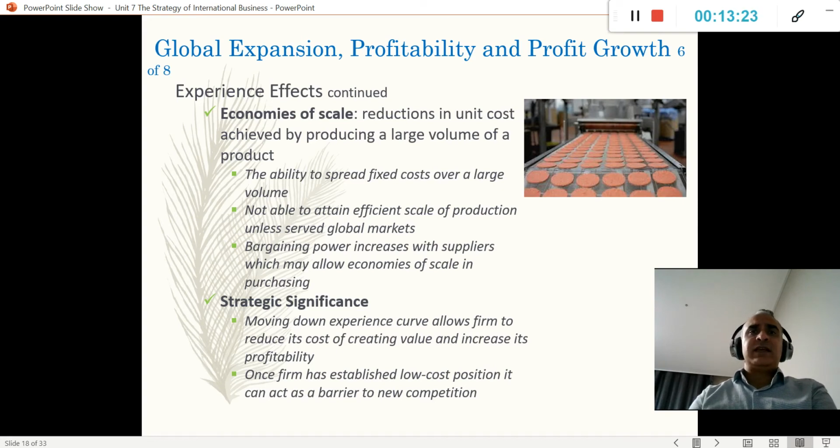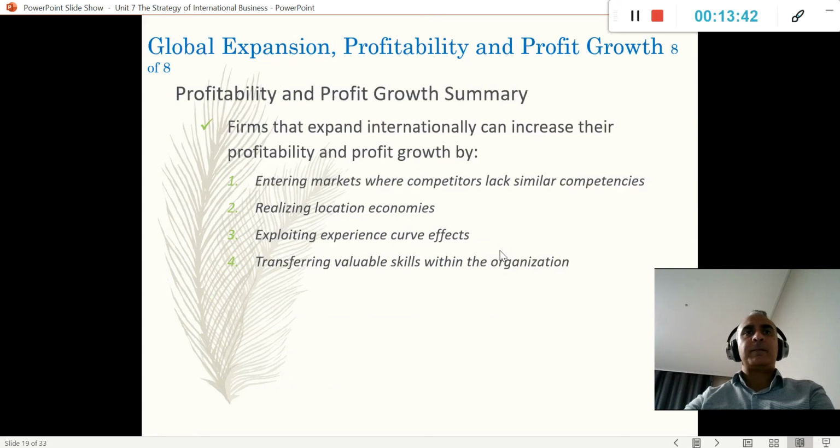So in this case, we're talking about the strategic significance, which is that everything starts to come together, everything starts to make sense. We create value by the locations, we create value by the products we have, we create value by the economies of scale that we have, and then of course that has an exceptional meaning. Okay. So in this case, firms that expand internationally can increase their profitability and profit growth by, like I said, entering markets where there's little competition, or the competition is not good, or is non-existent.